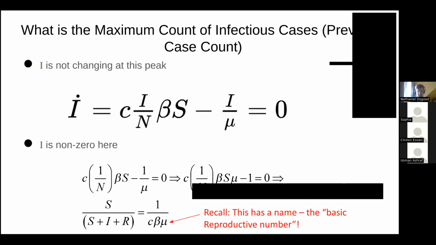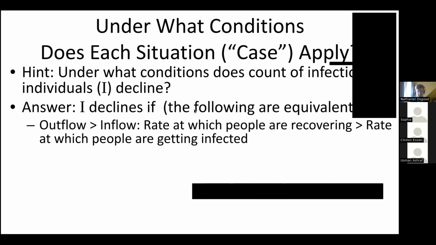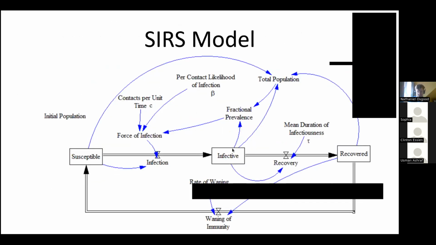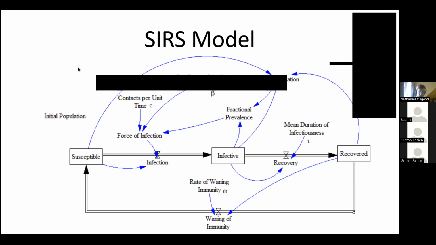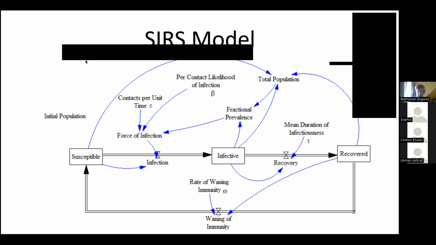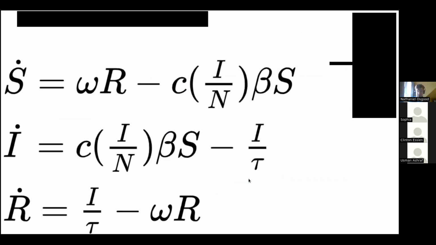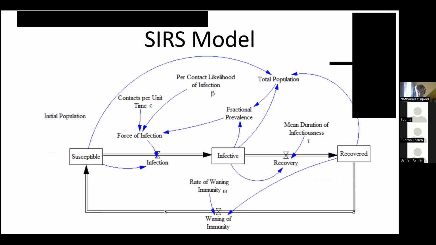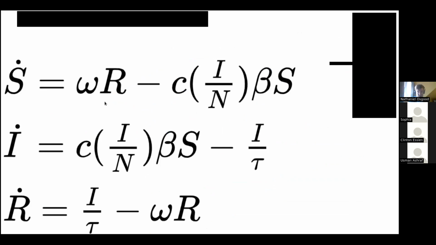Okay, so let's go back to our model of note here, and forgive me for jumping. I just wanted to bring people along for that. Here's our SIRS model. We can transliterate it into these formulas. Omega times R comes from this term. It flows in here, minus c times I over N times beta times S.